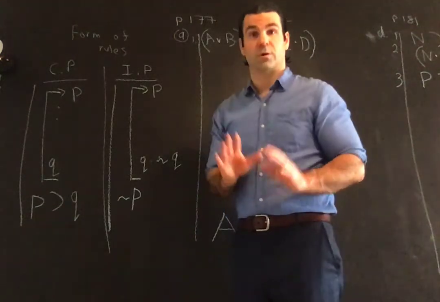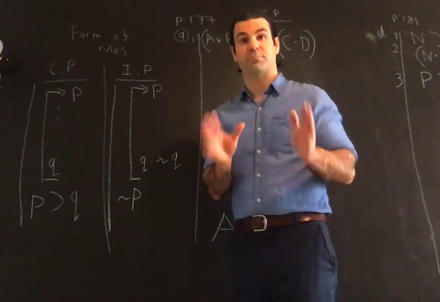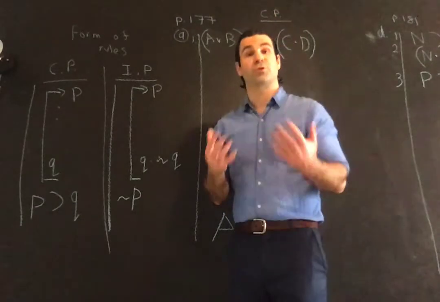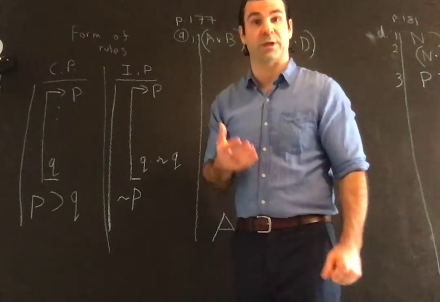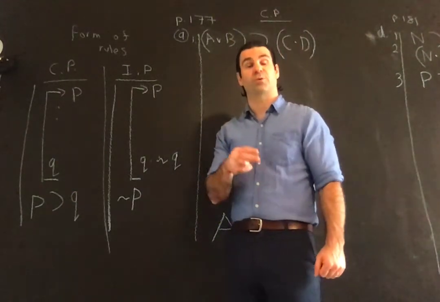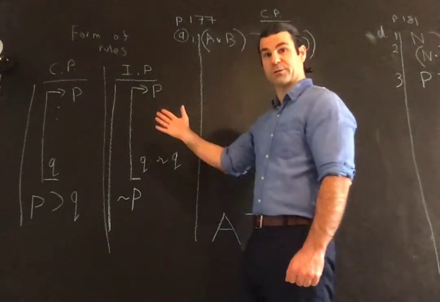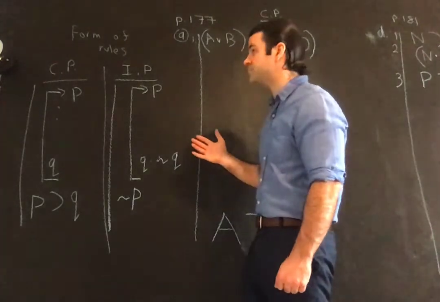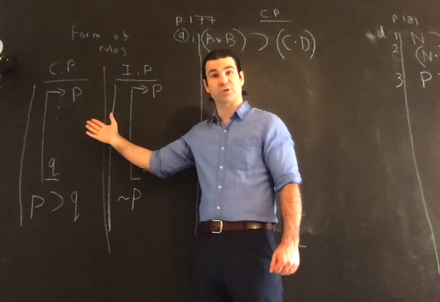Okay, Lecture 9, Part 2. So the two rules we're introduced to in Unit 9: conditional proof and indirect proof. These are the forms of the two rules. Let's start with conditional proof.